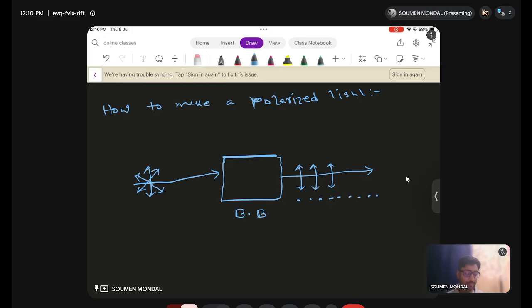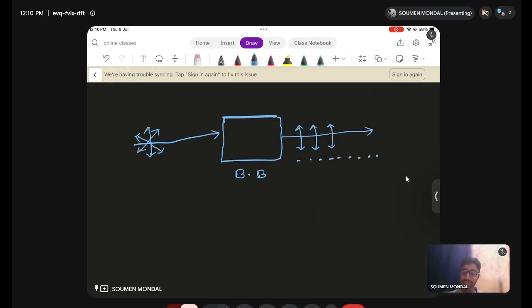We are aware of this political polarization. It's a common term in media. So you can think like that. Whatever the black box or polarizer is, it is basically helping us to orient all these randomly oriented electric fields in a particular direction. But now we can make a very simple analogy of what is actually happening in this black box.